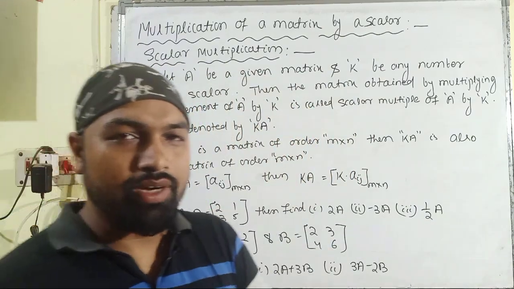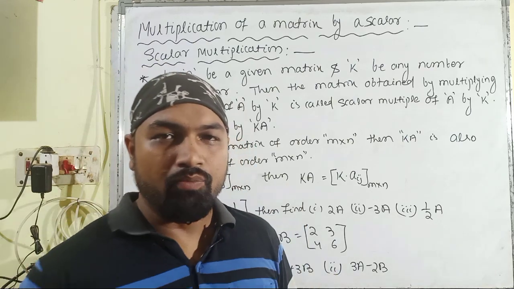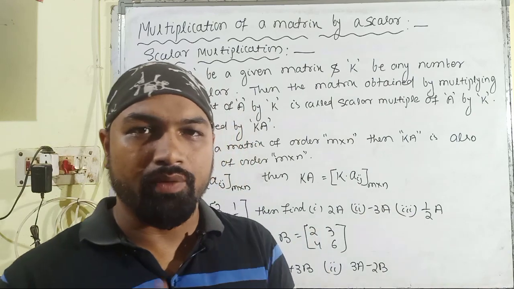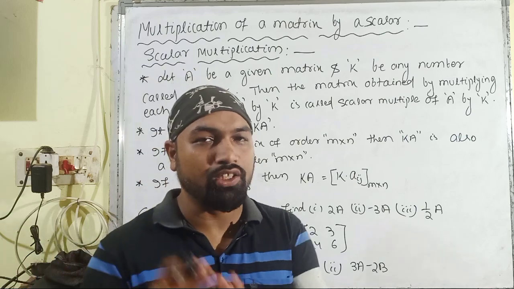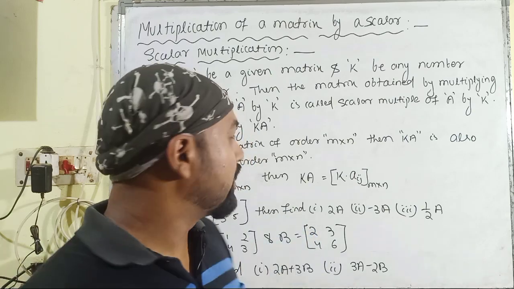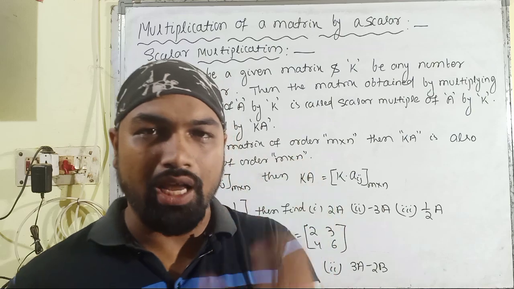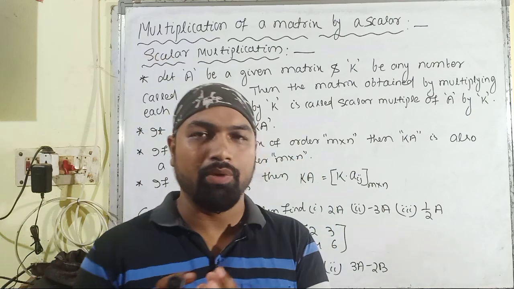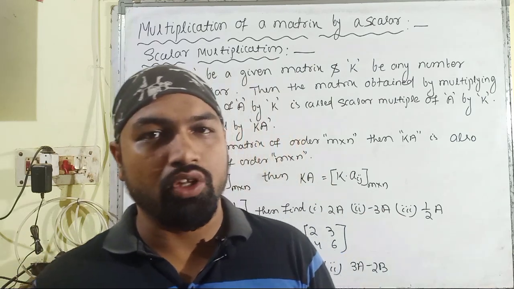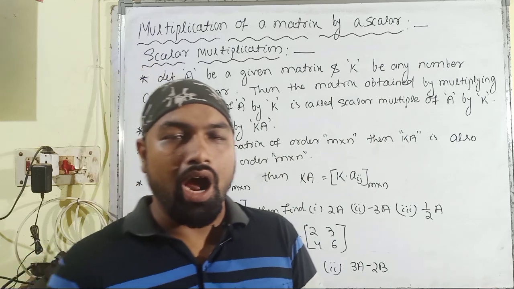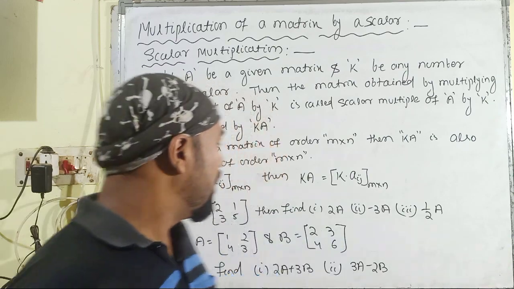Let us consider A be any matrix and K is any scalar. K is a number which is called the scalar. Then the matrix obtained by multiplying that scalar to each element present in the given matrix A is called the scalar multiplication of A by the scalar K, and it is denoted by KA. So if A is a matrix of the order m cross n, then the scalar multiplication KA is also a matrix of the order m cross n. That means A and the newly formed matrix KA are of the same order m cross n.